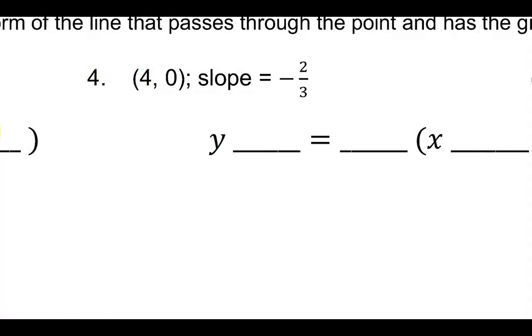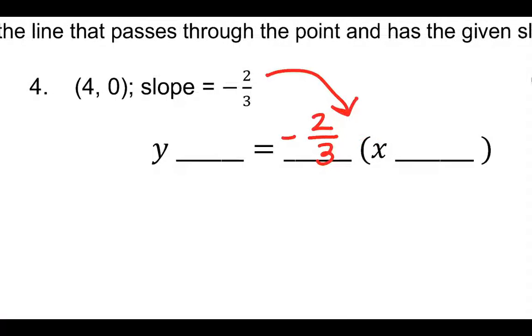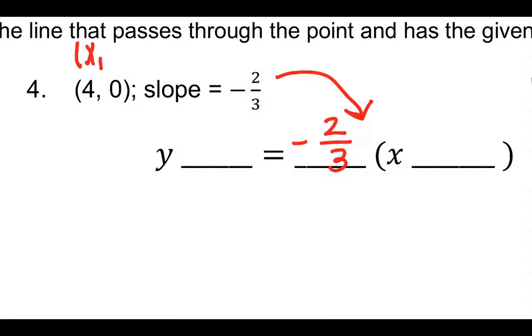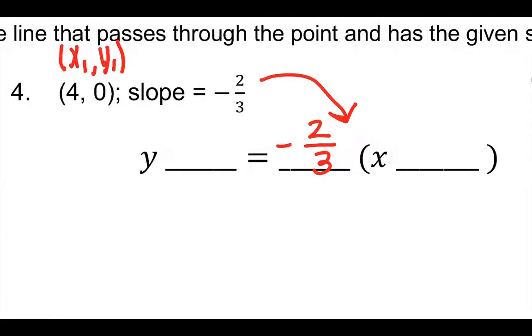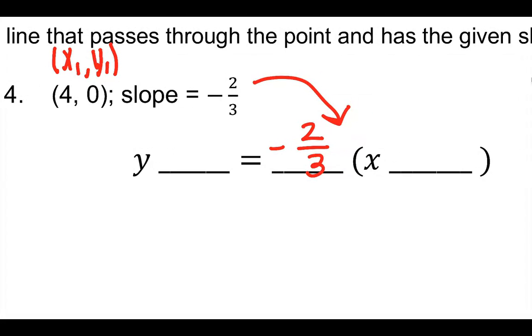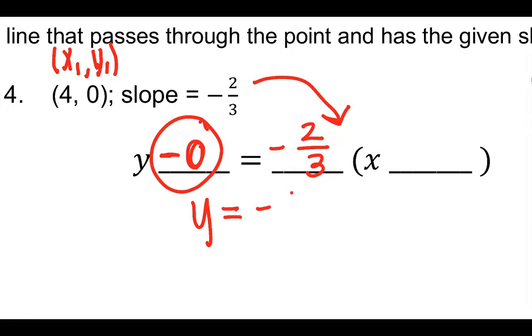Next one, slope always goes next to the parentheses. -2/3 is my slope this time. Then I go to label my point, x1 and y1. In this case, my y1 is 0, so I have minus a 0. Anytime it's 0, you really don't have to put it. So we could just leave this part out, because if I add or subtract a 0, it's not going to change anything. There's no value there. So y equals -2/3 x. My x1 is 4. It's a +4, but remember when I plug it in, I've got to change that sign to make it negative. So there's my equation.